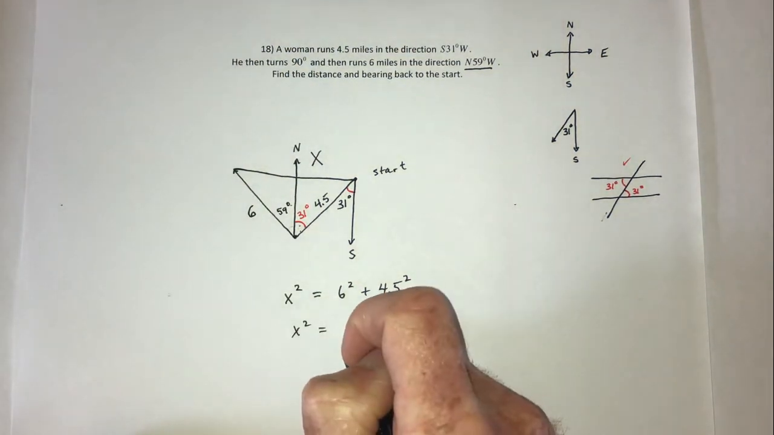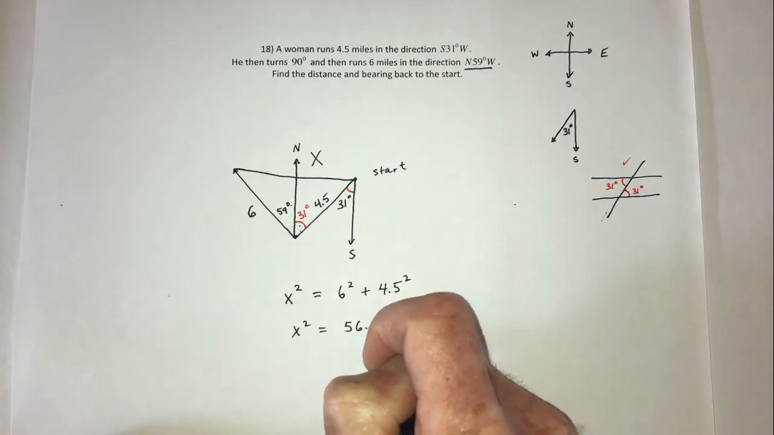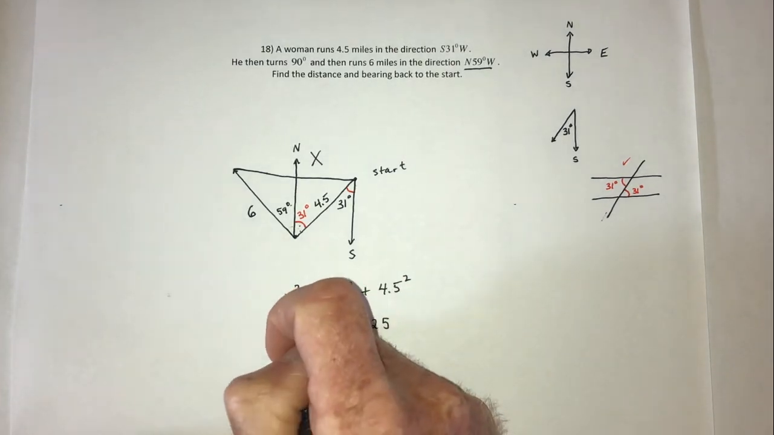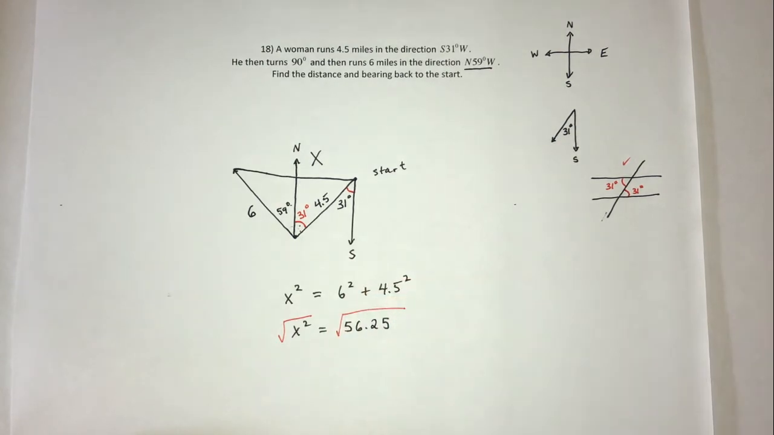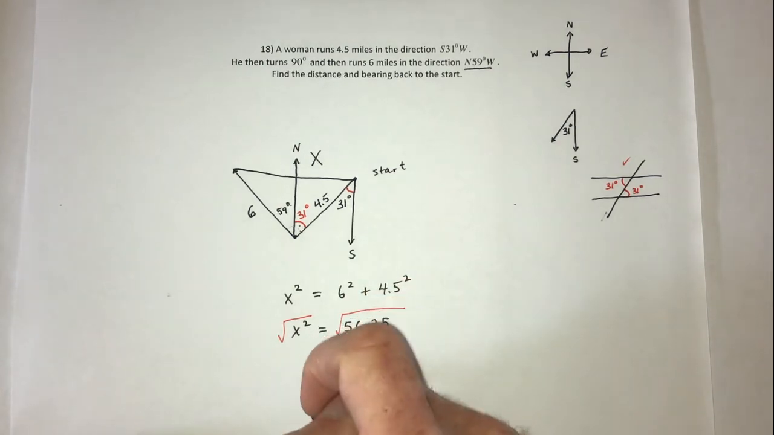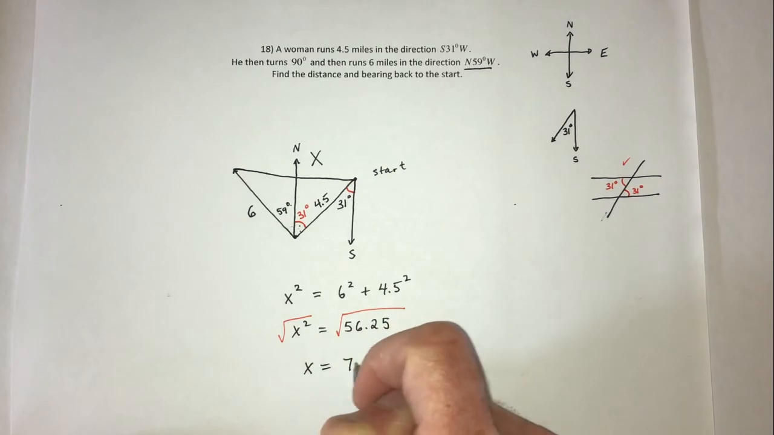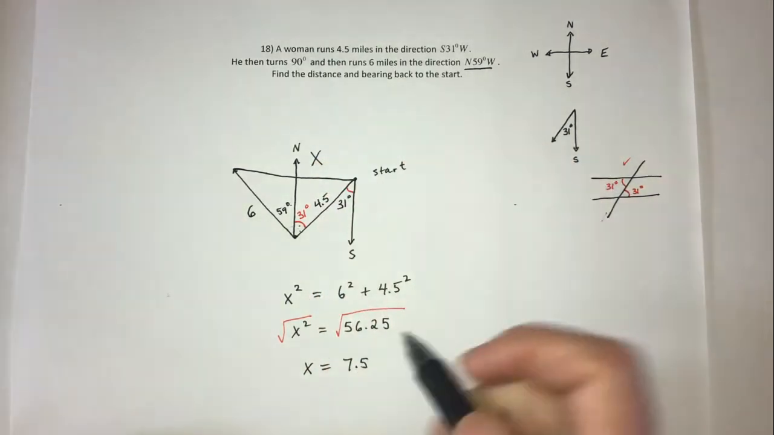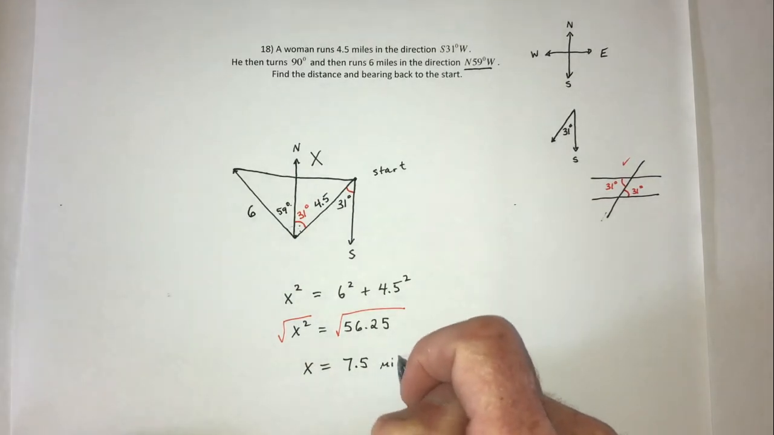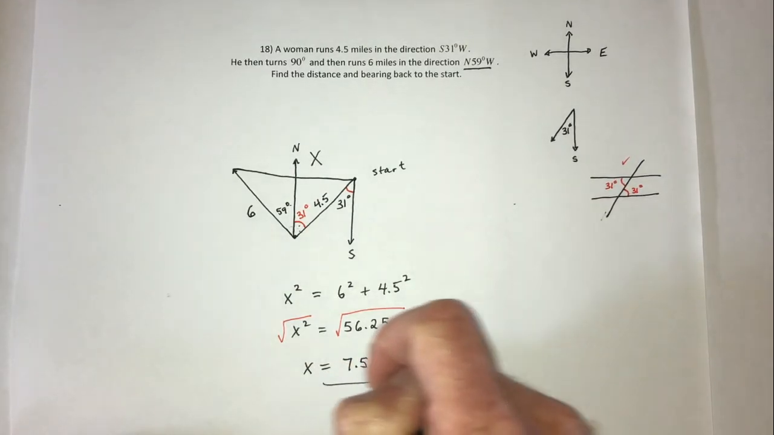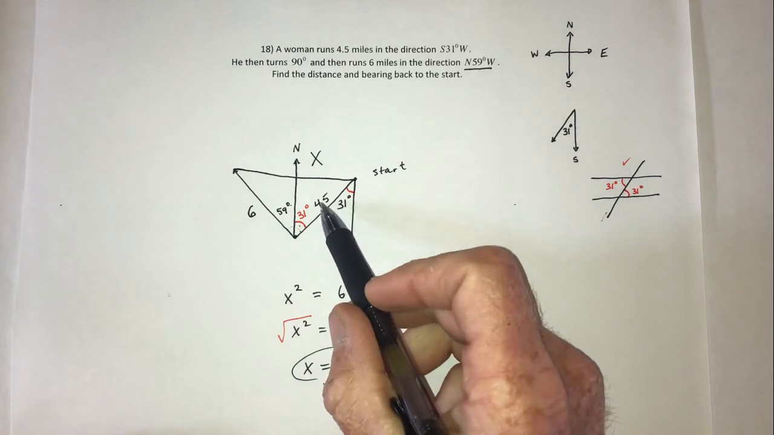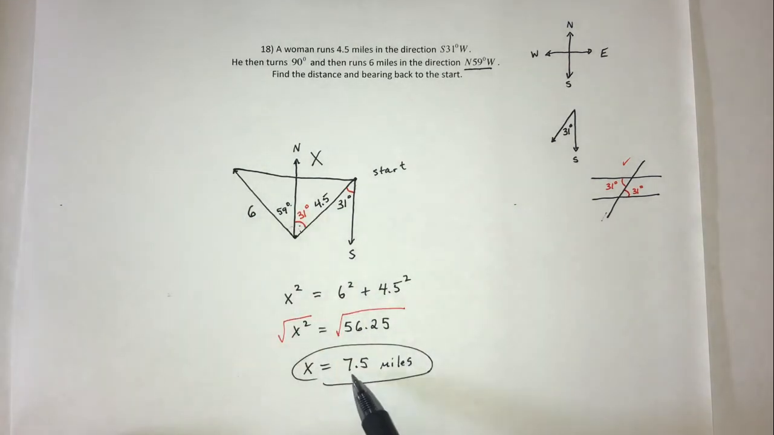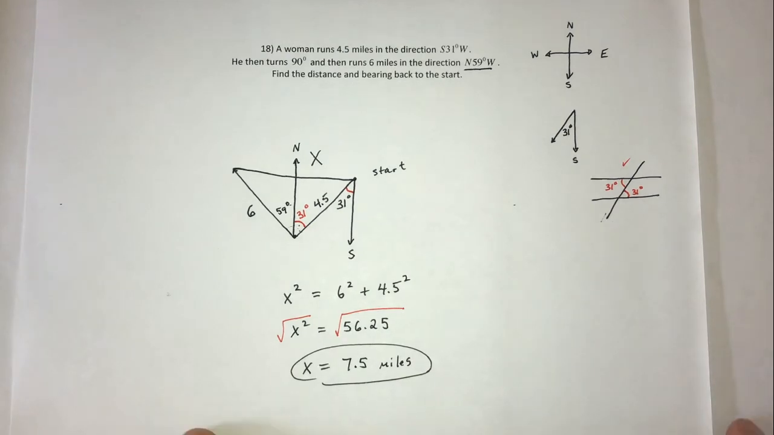So before I took the square root, it was 56.25, and then take the square root of both sides. Good thing I've got a red pen. And it turned out to be 7.5. So find the distance back to the start, 7.5 miles. So that means she ran 4.5 plus 6 is 10.5, 18 miles. That's an honest workout, 18 miles.